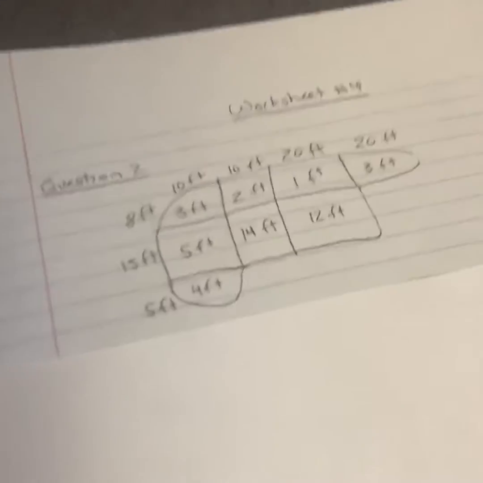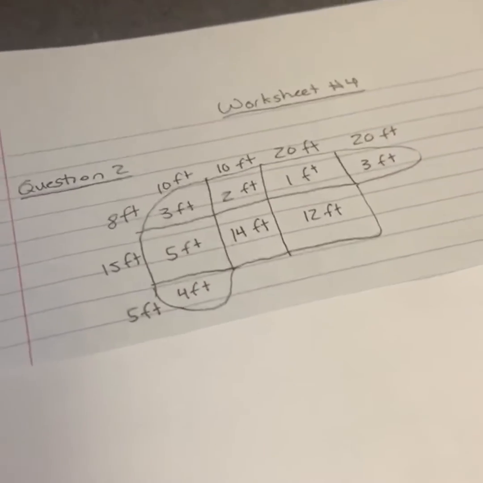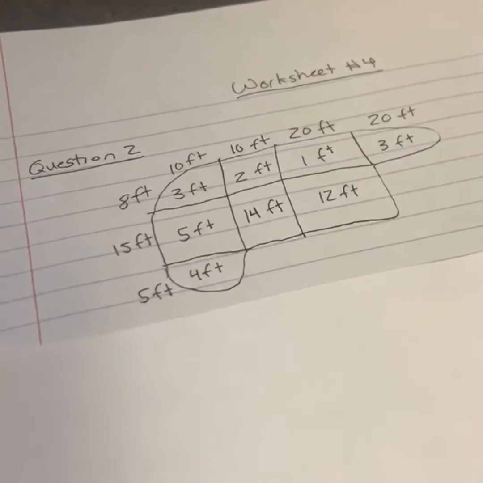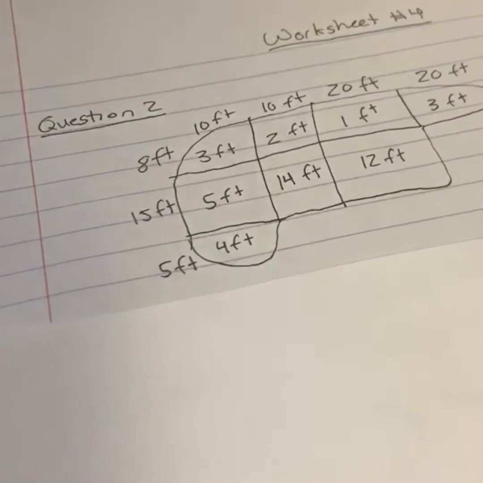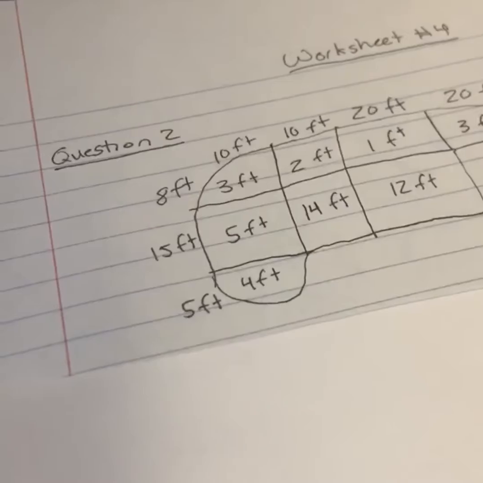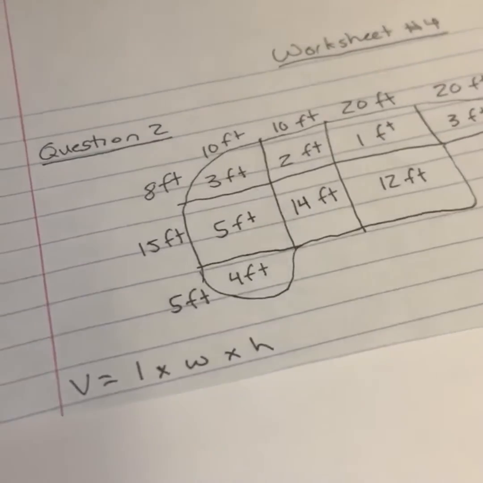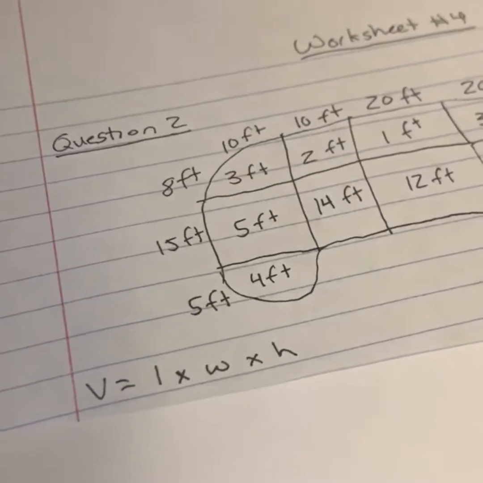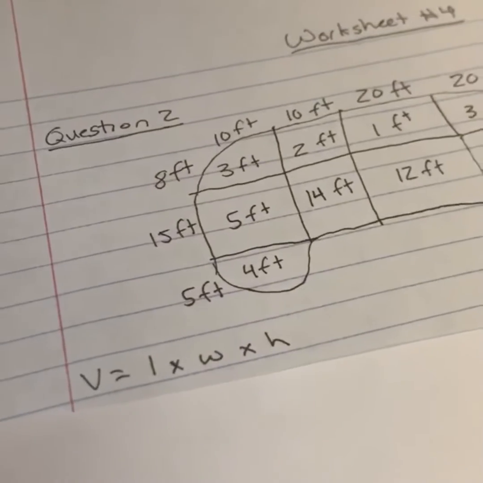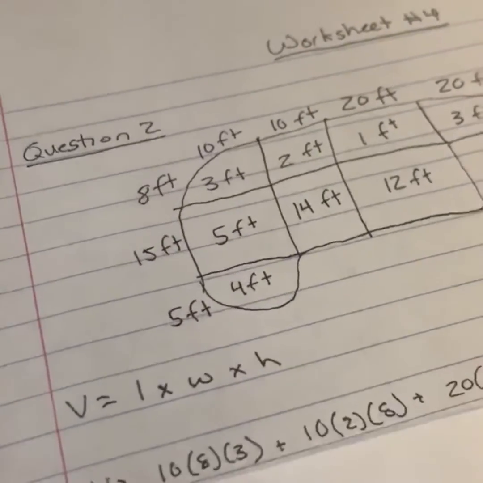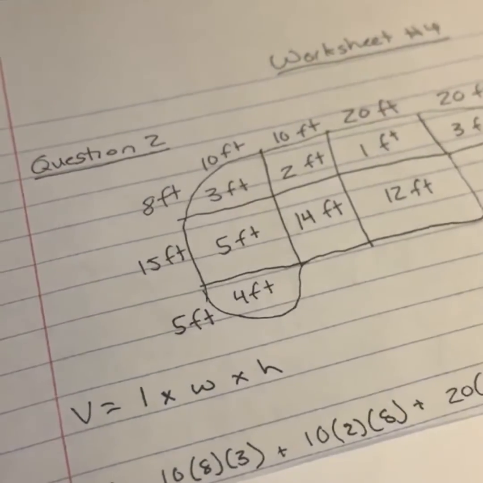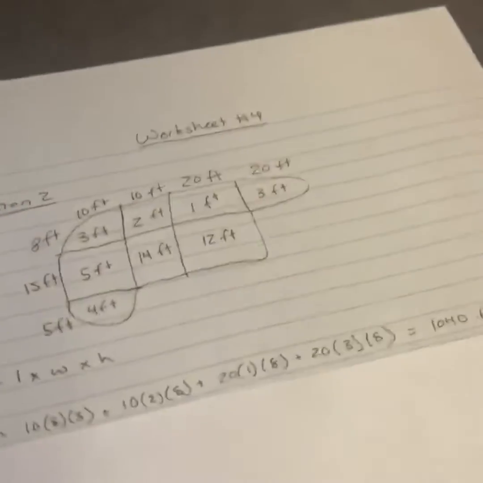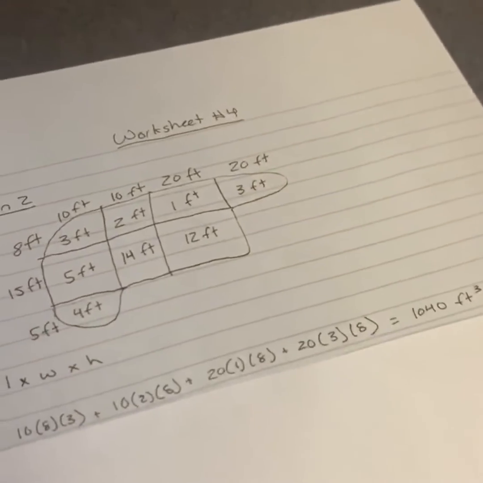For question 2, we have to find the volume of this lake with the given depths and lengths and heights. And in order to do that, we have to find the volume of a rectangle, which is volume equals length times width times height. And then by multiplying everything, I did the top row first. I multiplied 10 times 8 times 3 all the way across to get to 1,040 feet cubed.